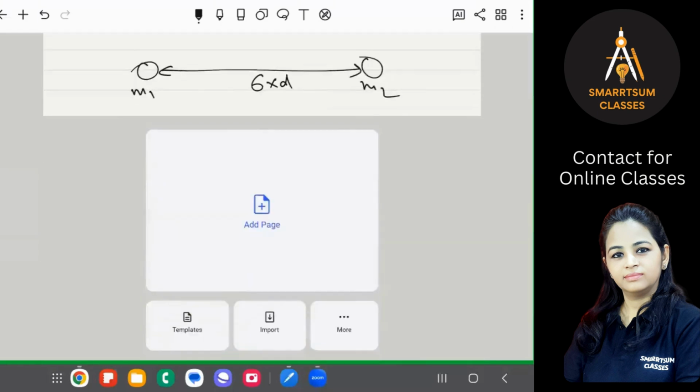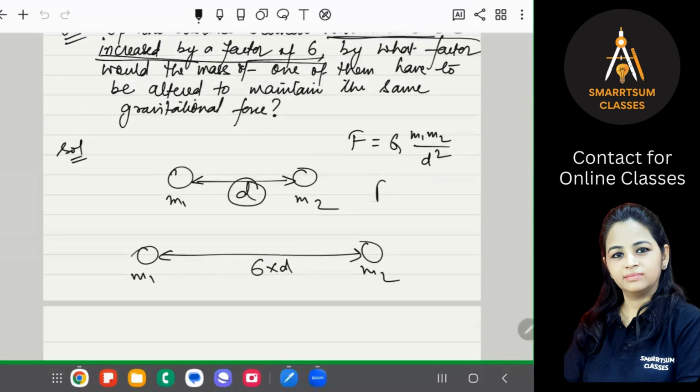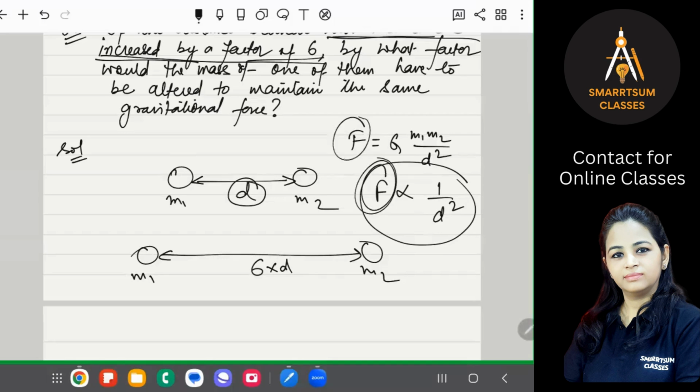Since, as we know, just look at the formula, F is inversely proportional to the square of the distance between the two masses. That means if we increase the distance, force between the two masses will decrease. This force of mutual attraction will decrease. But here they are saying that to maintain the same force, this force should be the same. Then we need to increase either M1 or M2 or both, because F is directly proportional to the product of the masses of the two bodies.